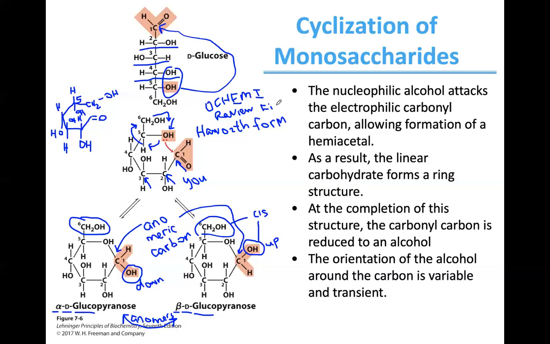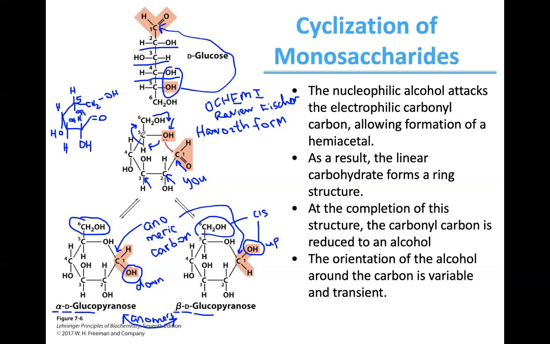Would there ever be an instance where the OH was up on the 5th? Yes, there will be an instance. And now tell me if that's going to be a D or L sugar. Okay, now I see it. This is very common for D sugars, but if your CH2OH is on the bottom, then the OH will end up on top. So in that case, it will be an L sugar. We'll look at some structures of L sugars as well.